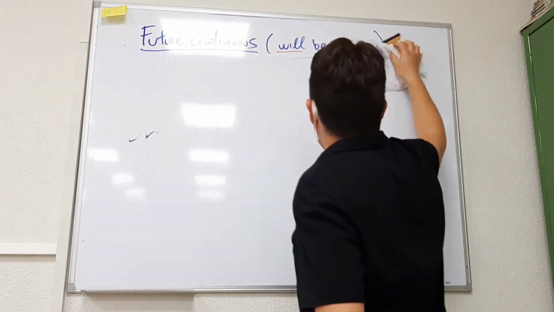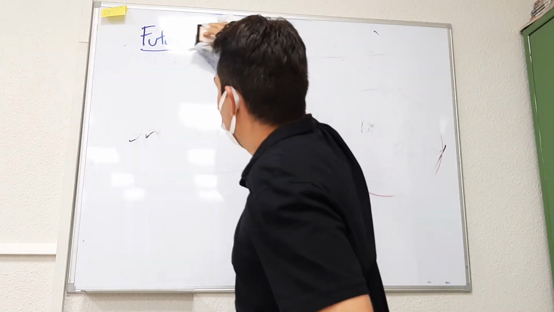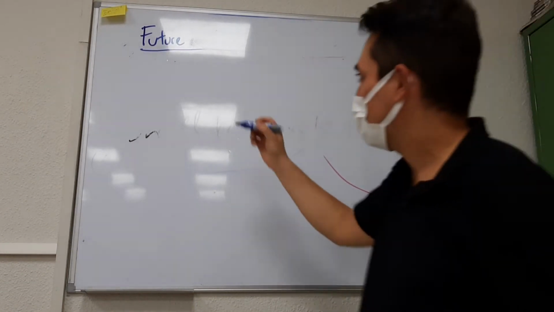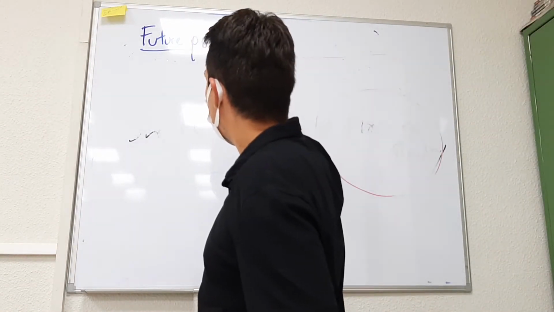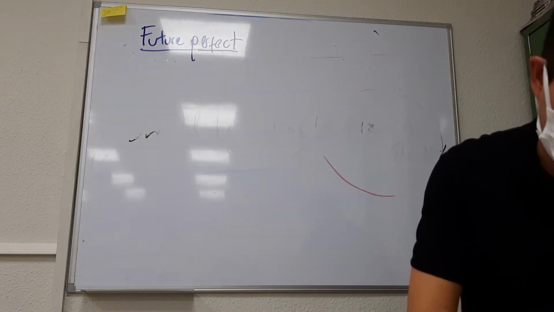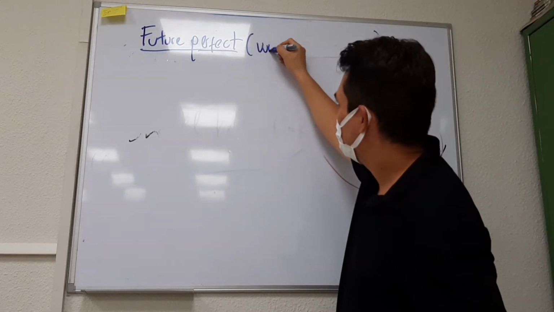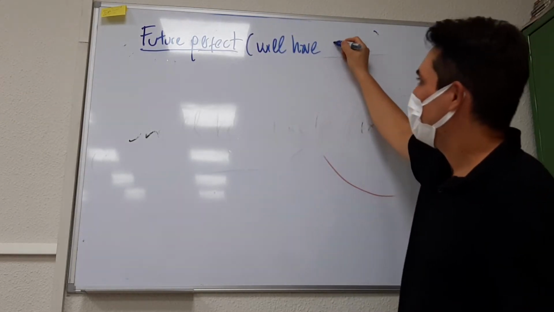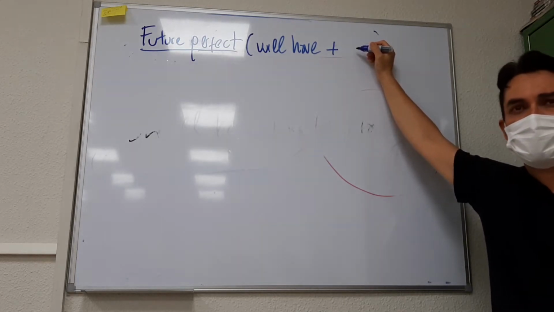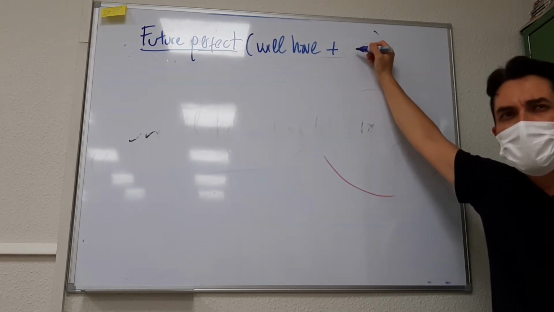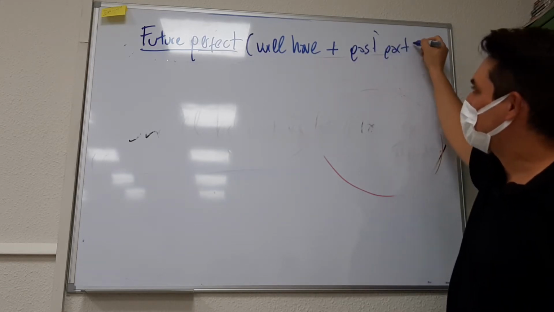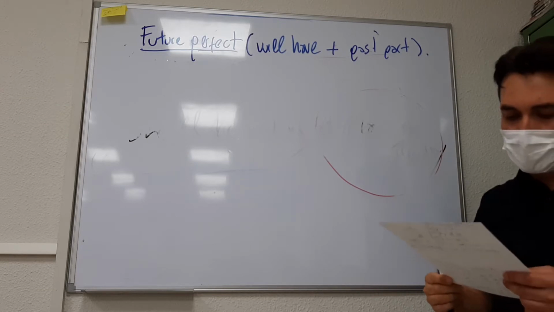Alright, let's talk about another tense now. Not the future continuous, but the future perfect. Future perfect. What is the structure of the future perfect? It's will have plus, is it ing or past participle? Yes, it is past participle. What does it express?